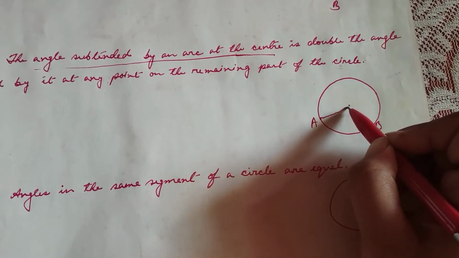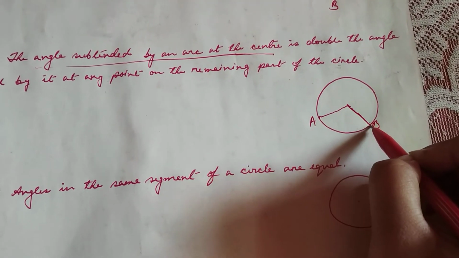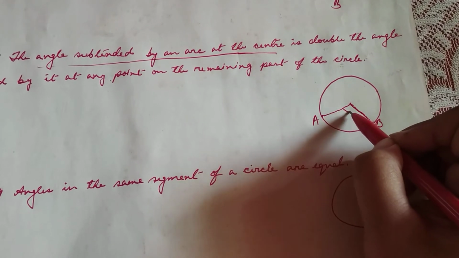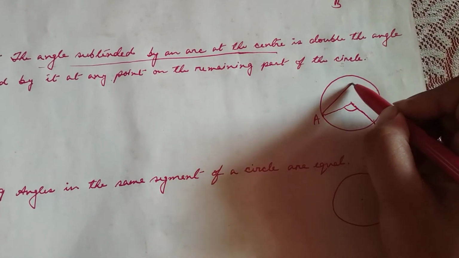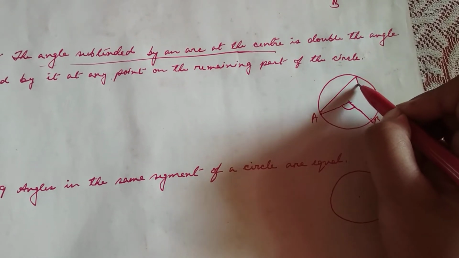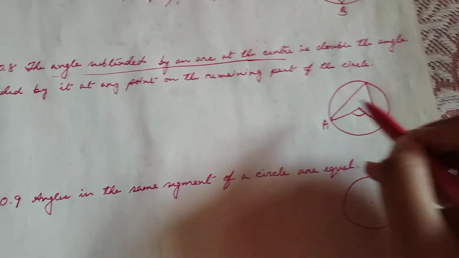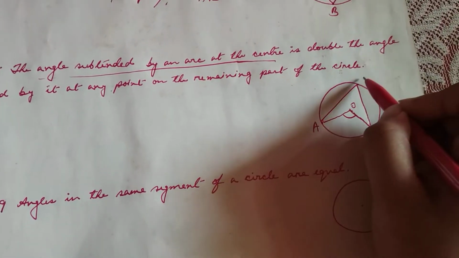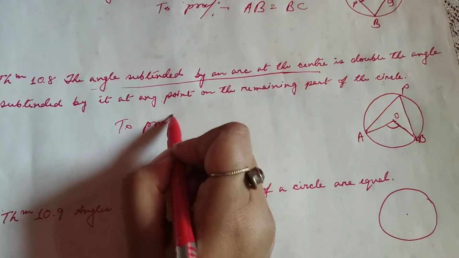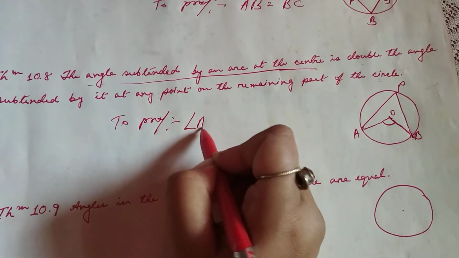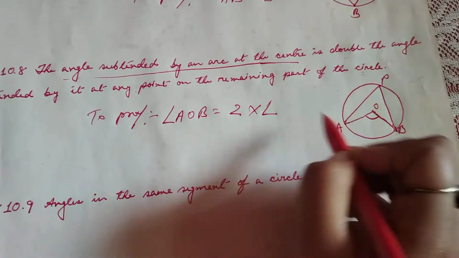makes one angle at the center. Make a particular angle with the center. Okay, now this angle will be double the angle subtended by this same arc at any other point on the circle. Okay, I hope you have understood. Suppose AO and this is P. That means what? To prove here is angle AOB is equal to double the angle subtended by the same arc.